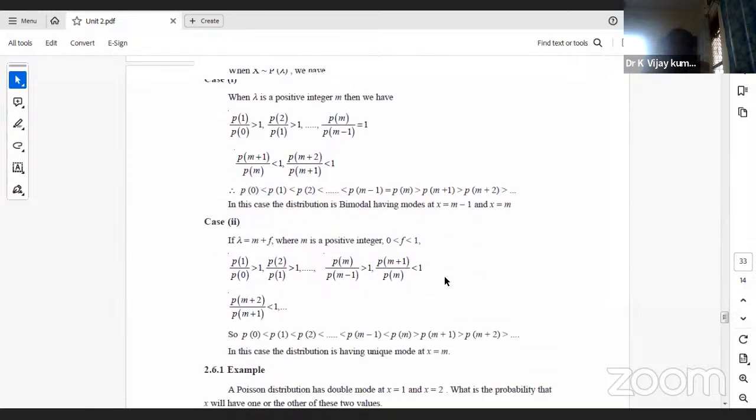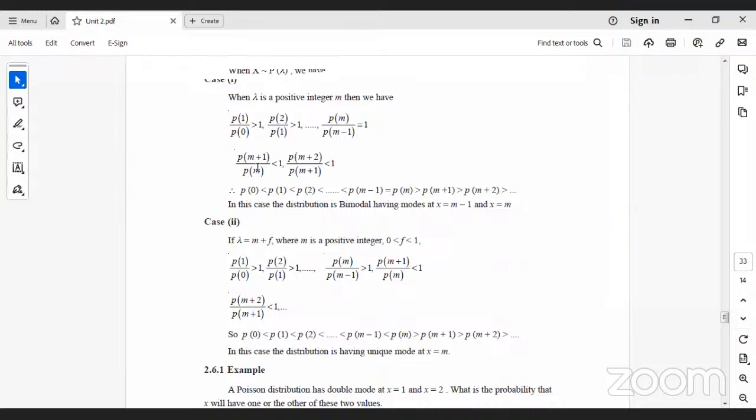In this case, the distribution is bimodal, having modes x is equal to m minus 1 and x is equal to m. Again, case 2, if lambda is equal to m plus f, where m is a positive integer and 0 less than f less than 1, we are taking here p1 by p0 greater than 1, p2 by p1 greater than 1, pm by pm minus 1 greater than 1. So that is the condition. Pm plus 2 by pm plus 1 less than 1, exactly the reverse. So p0 less than p1 less than p2. In case 2, lambda is equal to m plus f, the distribution has the mode x is equal to m.